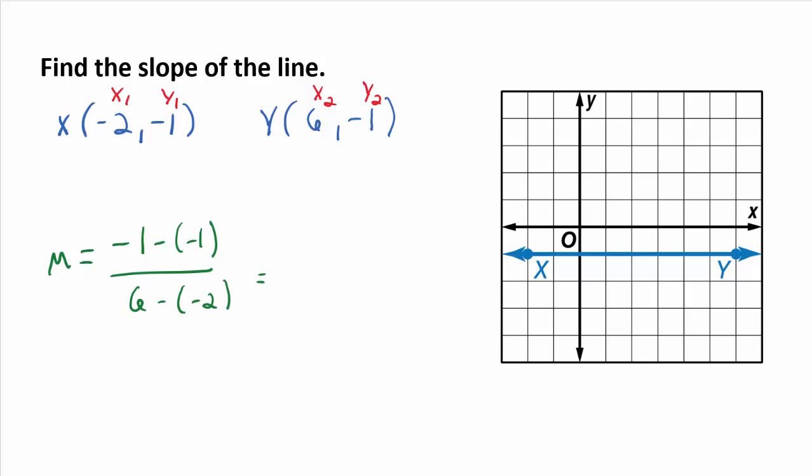-1 minus a -1, which is -1 plus 1, will end up being 0. 6 minus a -2, which is 6 plus 2, is 8. And our slope is going to be 0. If you notice, it's a horizontal line. It's going to have a slope of 0. All horizontal lines will have a slope of 0.